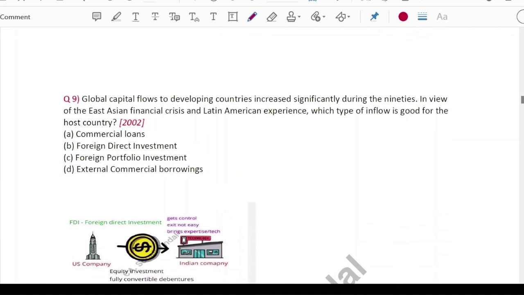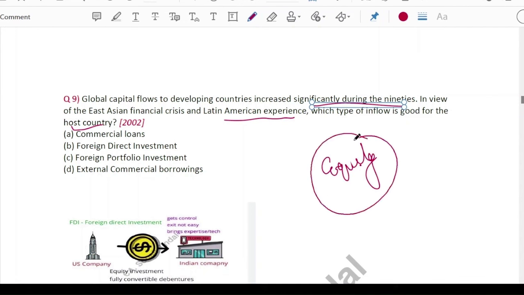Global capital flows to the developing countries increased significantly during the 90s, in view of the East Asian financial crisis and Latin American experience. Which type of inflow is good for the host country? Here, you need to understand the difference between equity and debt.